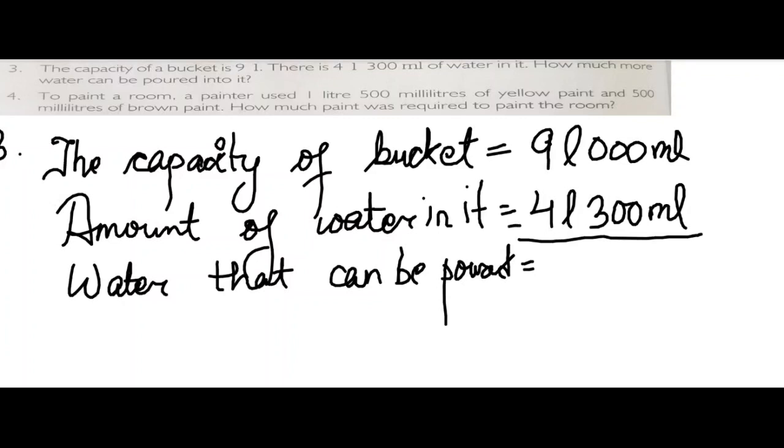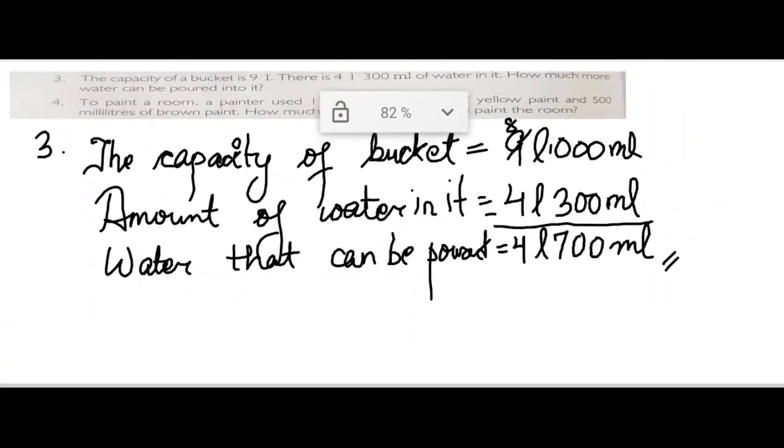So 9 liters is only there, so we will put 000 for milliliters. Let us start: 0 minus 0, 0. 0 minus 0, 0. We cannot subtract 3 from 0, so let us make it 10 by borrowing 1 from 9, so that will be 10. So 10 minus 3 is 7, and 8 minus 4 is 4. So more water that can be poured will be equal to 4 liters 700 milliliters. In this way, if you subtract 4 liters 300 milliliters from the total capacity of the bucket, you will get the answer.